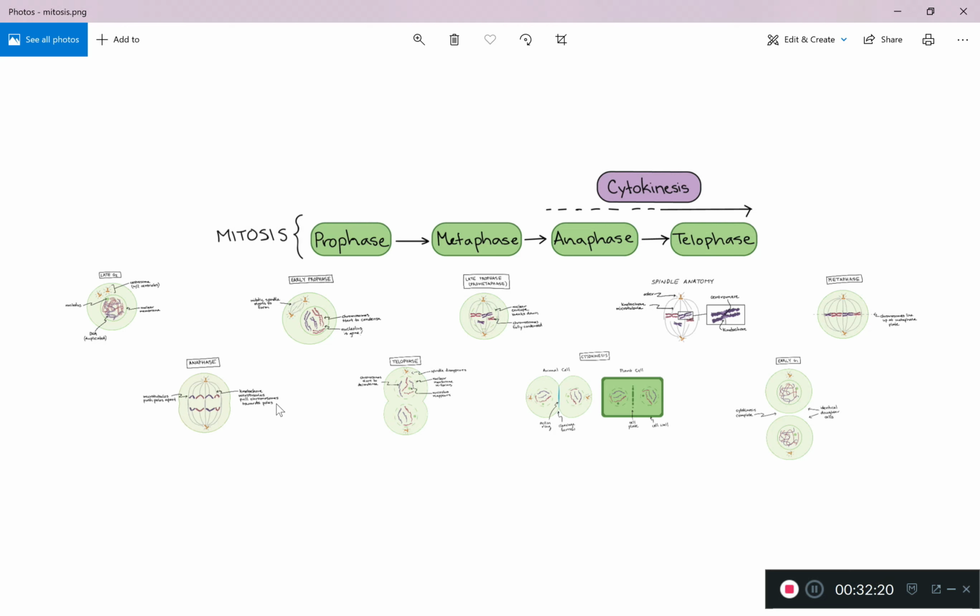So mitosis has five main stages or phases. And you can remember it as PPMAT. So it goes prophase, prometaphase, metaphase, anaphase, and then telophase. And then following telophase, you have cytokinesis, which is not part of mitosis. It's kind of its own little step, and we'll talk about that later. But let's go ahead and walk through this entire process.